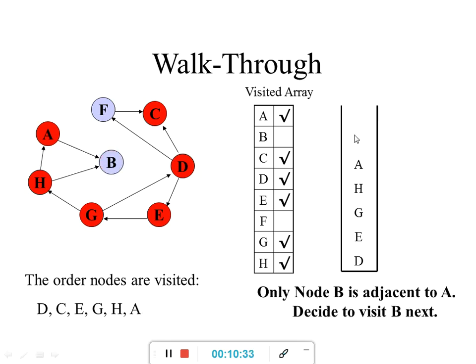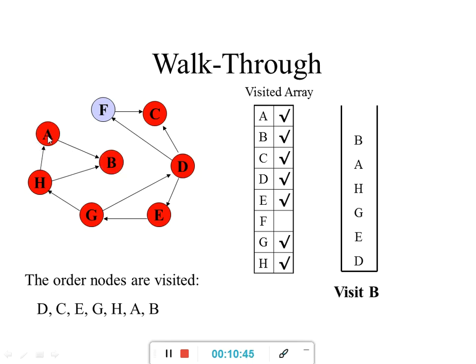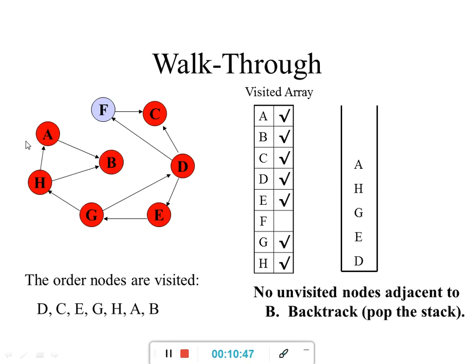Now the topmost element is A. Now we need to check again whether there are any unvisited adjacent nodes for A. There are no unvisited adjacent nodes for A. So we have to pop A. And then the topmost element is H. So you need to check whether there are any unvisited nodes of H. There are no unvisited nodes for H. So pop H also. Then the topmost element is G.